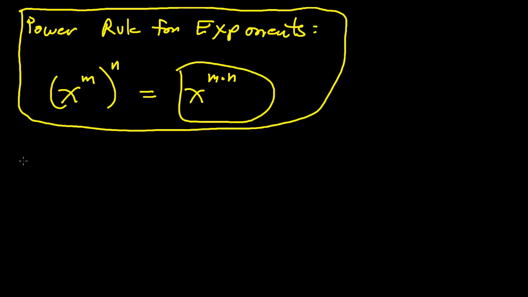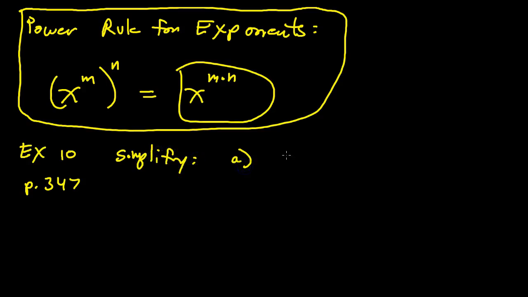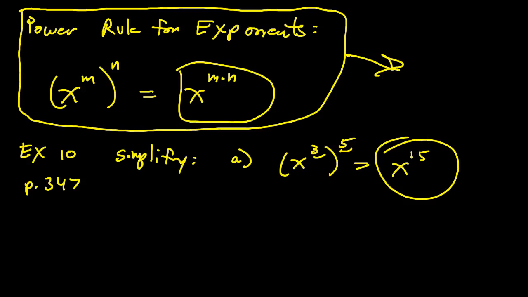All right, let's look at example 10. In the text on page 347, right at the bottom, it says simplify the following expressions. All right, first one, part A, we've got x cubed raised to the 5th power. Well, we know that a power of a power rule says multiply the exponents. So 3 times 5 is, of course, 15 at the exponent level. X cubed to the 5th power is x to the 15th.